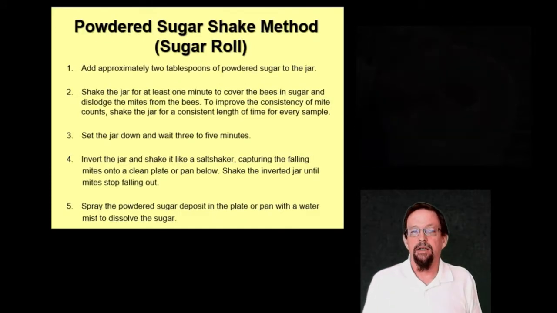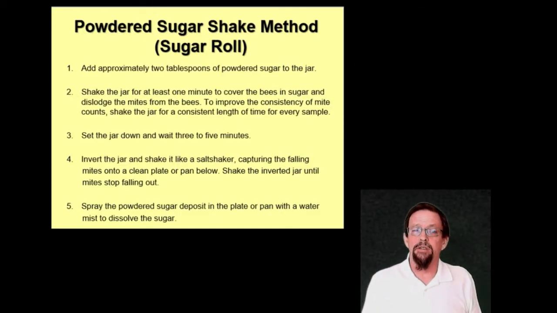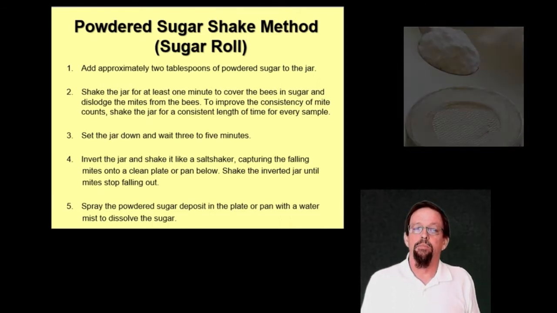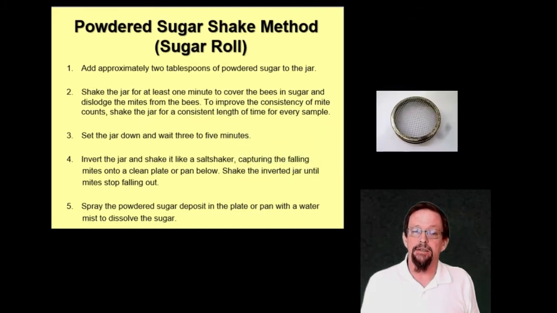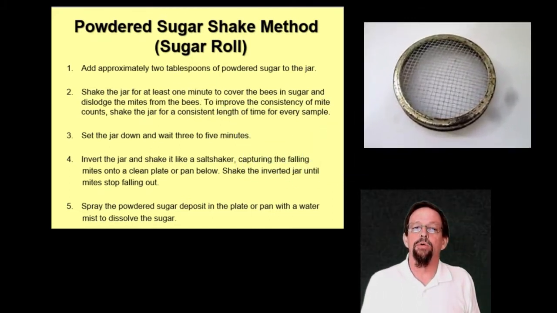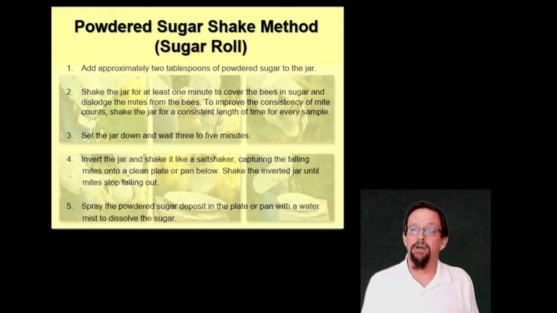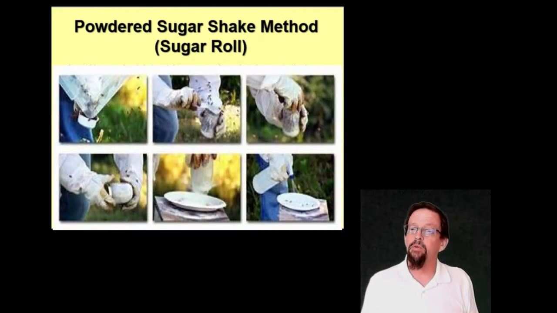Alright. The first method we're going to talk about is the powdered sugar shake method or the sugar roll. This method works well if you don't want to kill any bees in the process. So you're going to take your 300 bee sample, put 2 tablespoons of powdered sugar into the jar, place a lid on it with a screen on top, and then shake the bees gently, slowly rolling the bees that are covered with sugar for approximately 1 minute.